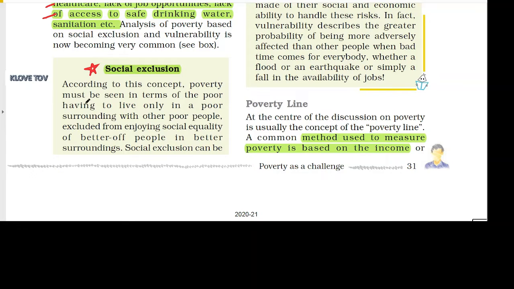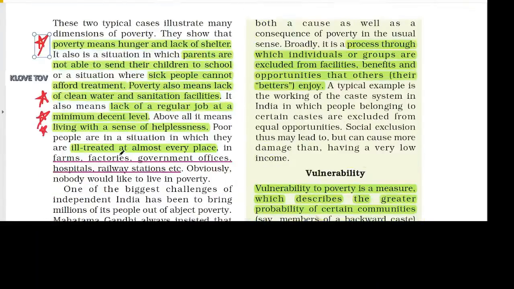According to this concept, poverty must be seen in terms of the poor having to live only in a poor surrounding with other poor people, excluded from enjoying social equality of better off people in better surroundings. Social exclusion can be both a cause as well as a consequence of poverty. In the usual sense, broadly, it is a process through which individuals or groups are excluded from facilities, benefits, and opportunities that others, their betters, enjoy.